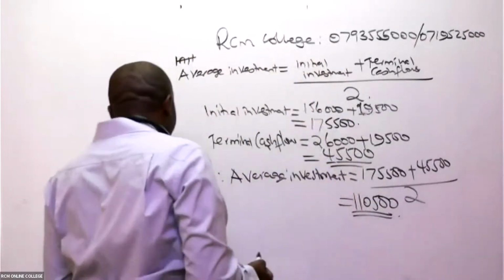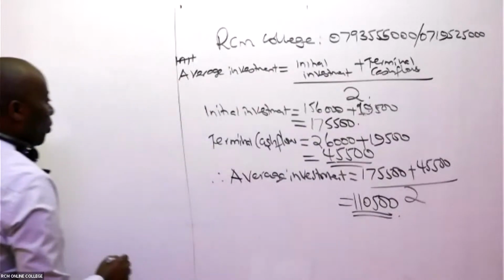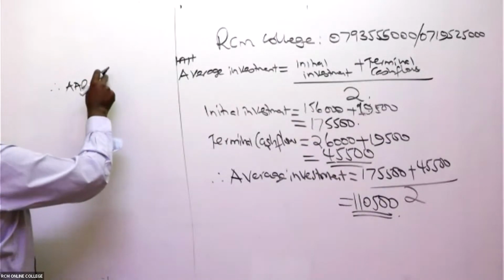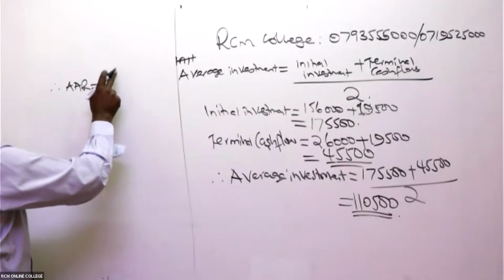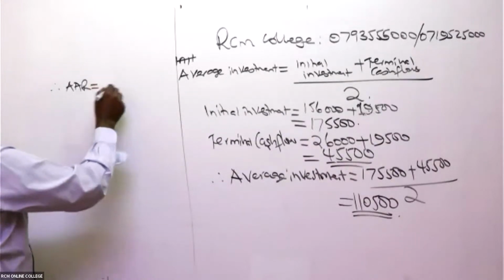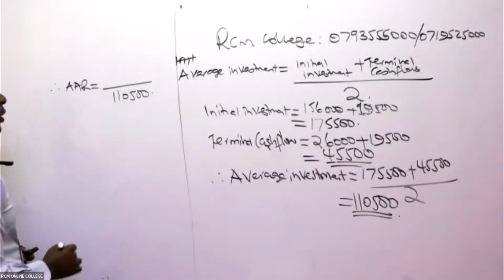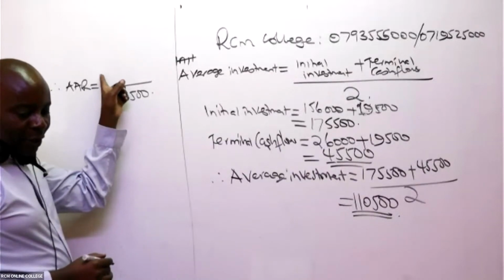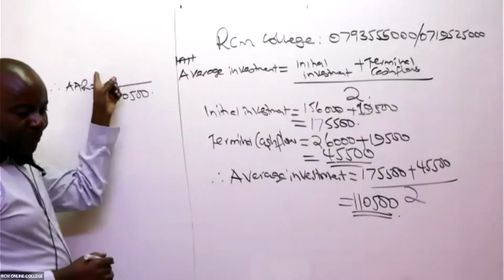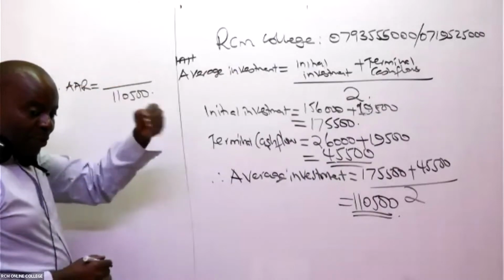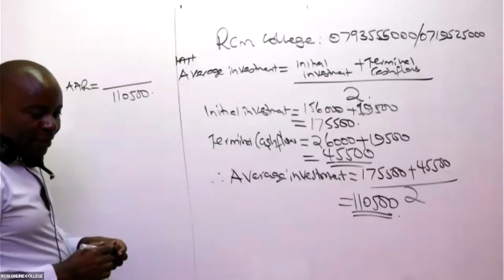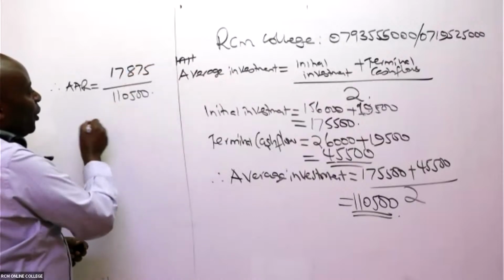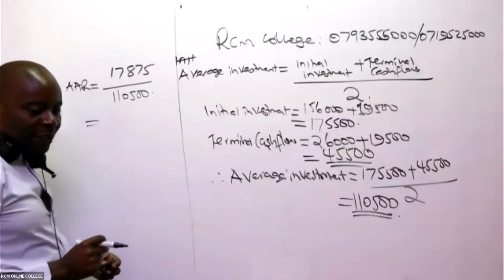And then, of course, if you're using this approach, our accounting average return will be that average accounting profit, which I've forgotten, over 110,500. Is there somebody who can remind me this figure? The one we got up there, where we took the profits for each year and then added. So it's 17,875. If we take this divided by this, what are we getting?